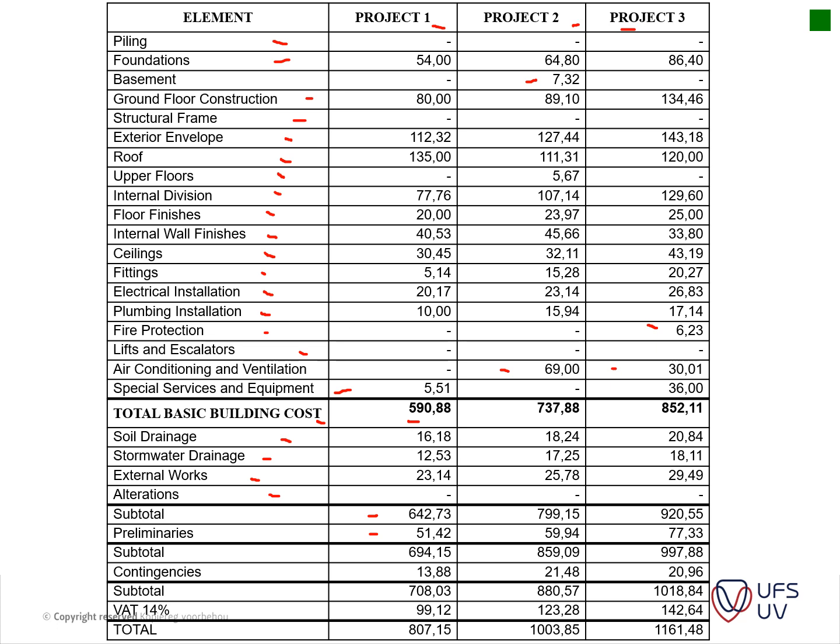You add your preliminaries, the added contingencies, okay, and then subtotal, they added 14% VAT to that. Just note that we always use 15%. I'm just going to reiterate that again.